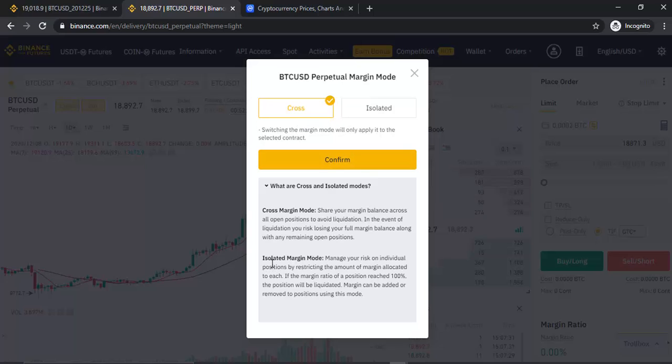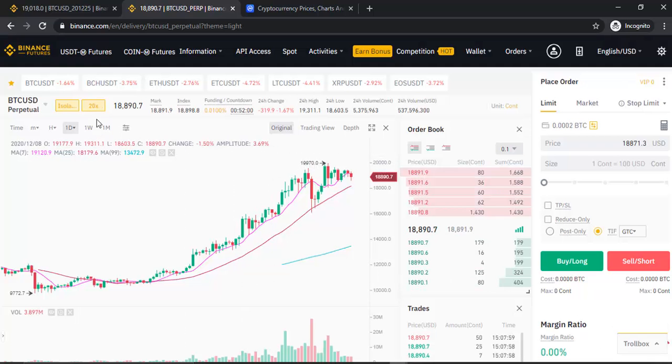But if you are using isolated, it says manage your risk on individual positions by restricting the amount of margin allocated to it. So with this isolated, we isolate all your positions differently. If one position is going to be liquidated, it won't affect the other one. So we are going to use isolated for this sample. So then we have changed it to isolated. Then the next thing is we choose our leverage.